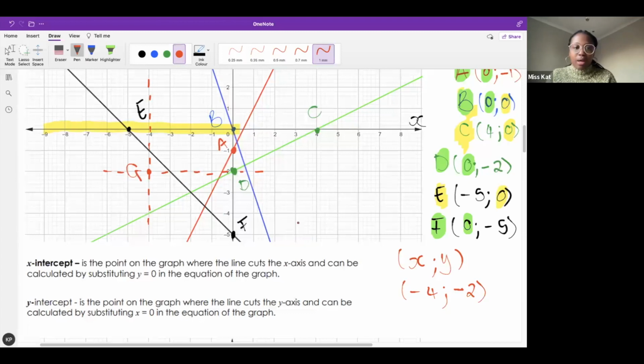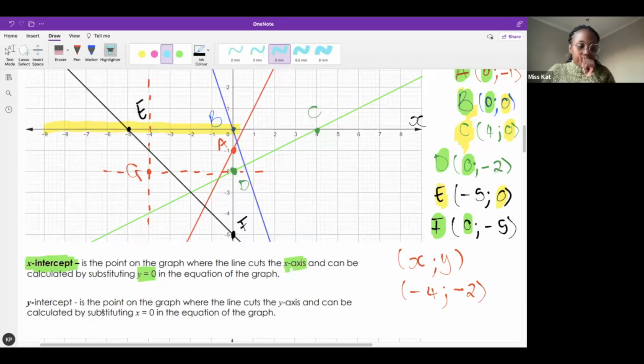Okay, so hopefully we have all written down our definitions. The x-intercept means where it crosses the x-axis. It is the point on the graph where your line cuts the x-axis. It can be calculated by substituting y equals 0. We're going to do it later on in the lesson. What I need you to understand is the x-intercept is the point where the graph cuts the x-axis.